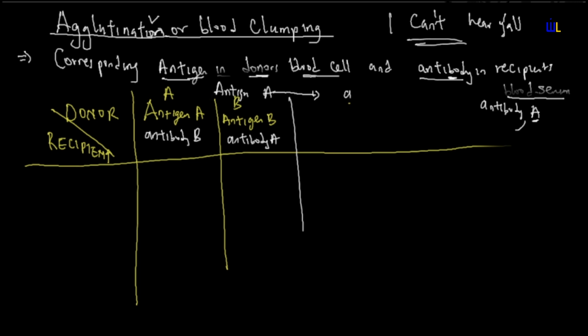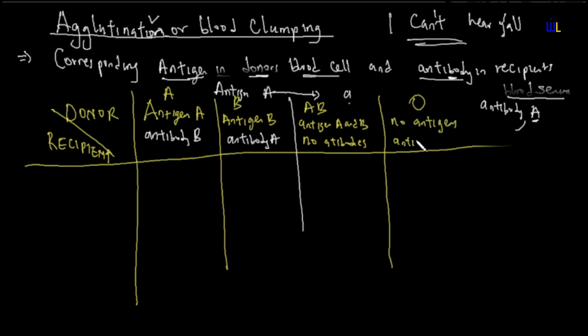Then the next one, if I have blood group AB, it means that I have antigen A and B, and I have no antibodies. Is it clear? Sorry, can I continue? Good. Then finally, if I have blood group O, it means I have no antigens and then antibody A and B. Now, remember, what attacks is the antibody of the recipient.